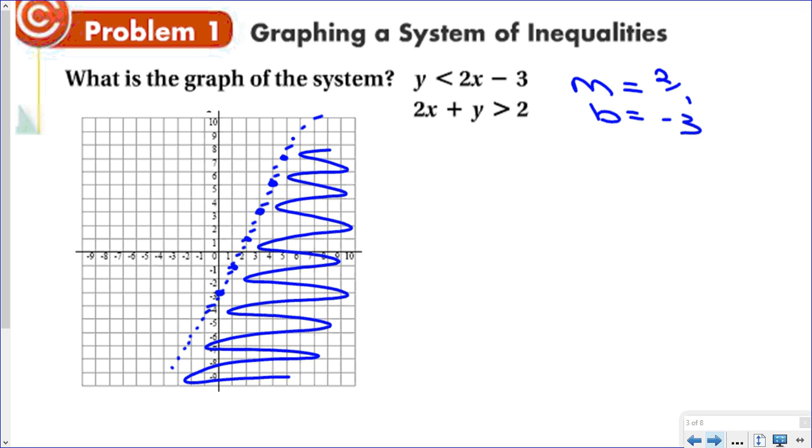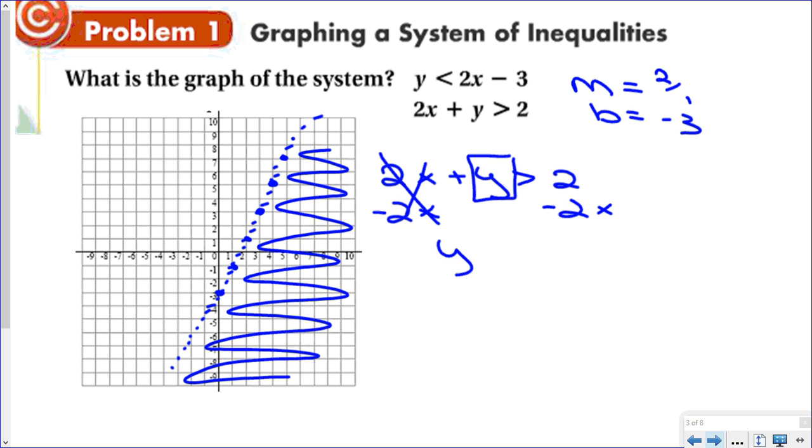Versus the second one, we've got 2x plus y is greater than 2. You want to box in the y so you can solve so it's in slope-intercept form. Subtract 2x as your first step. This will cancel, bring down the y, bring down the greater than symbol. Leave these separate because they are not like terms. Grab the m, grab the b. The m is the number in front of the x, negative 2 over 1. Your b value is 2.